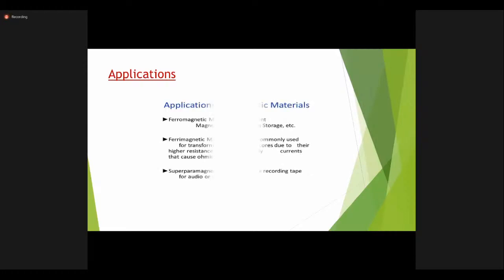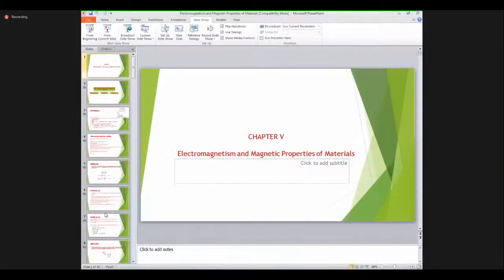Applications of ferromagnetic materials. Many applications in making of permanent magnets, in magnetic data storages, to construct transformers and toroids, and in making super paramagnetic materials, recording tapes, audio and video applications. These are a few applications of ferromagnetic materials. So with this, we close the 5th chapter.